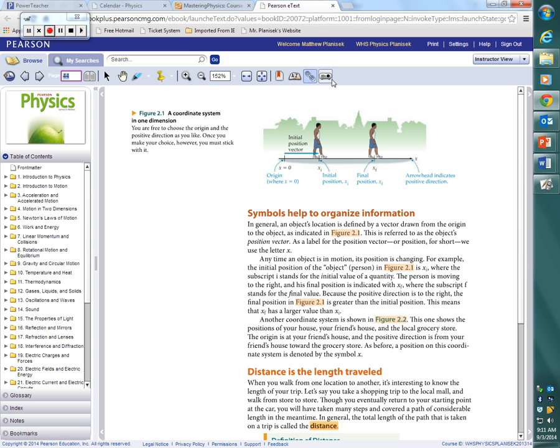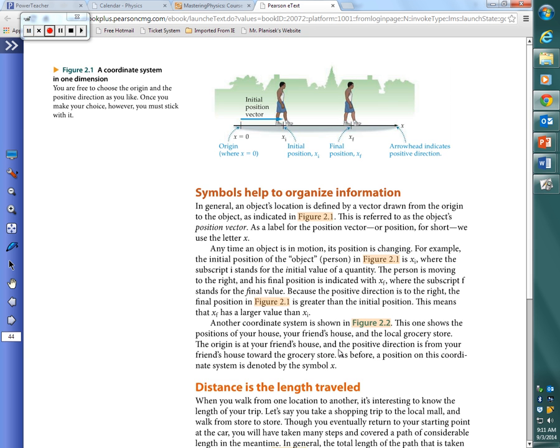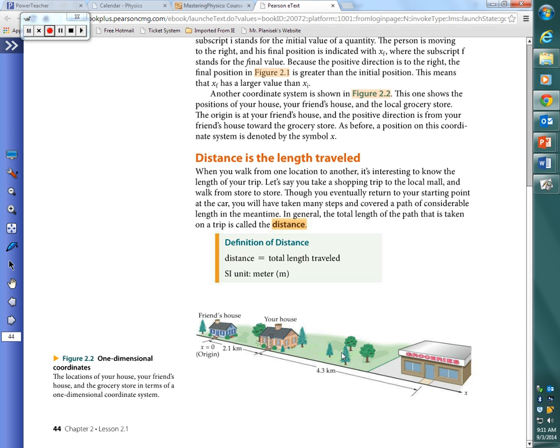Okay. So as it says in your book and also in your packet, I think at the bottom of the first page, distance is the length traveled. The distance is the total length of the path that you take from one point to another point, without regard for the direction that you're going. So all we're doing is just adding up the length over and over again.